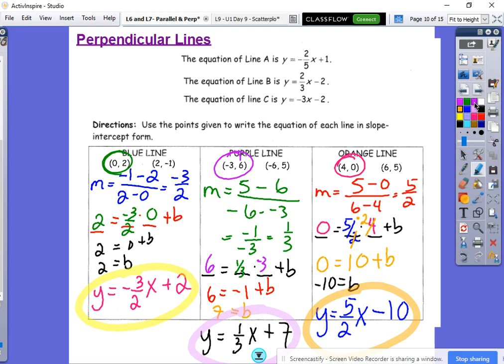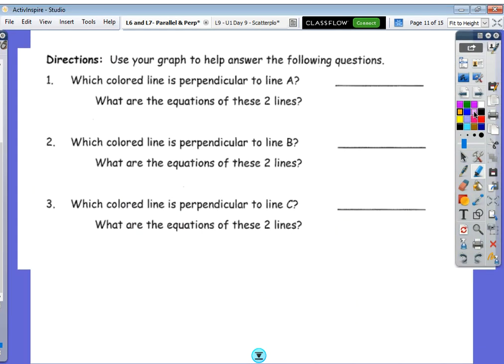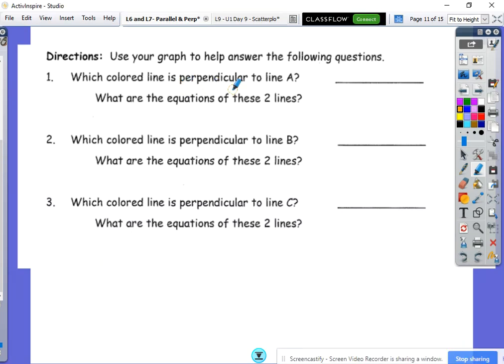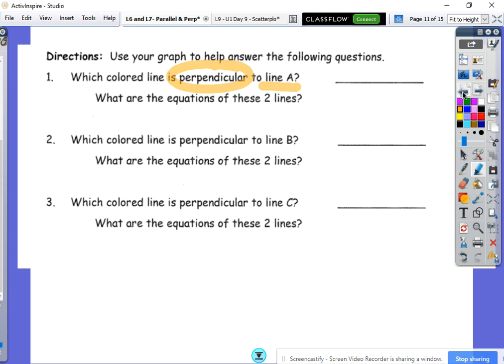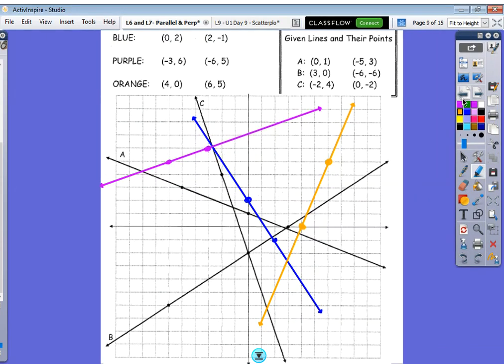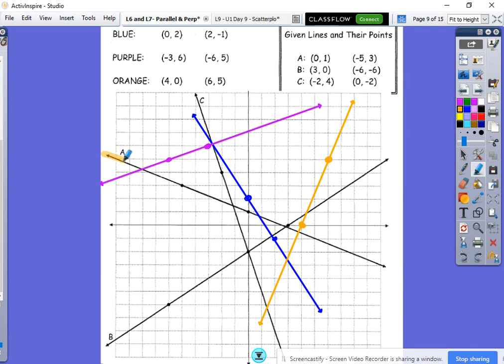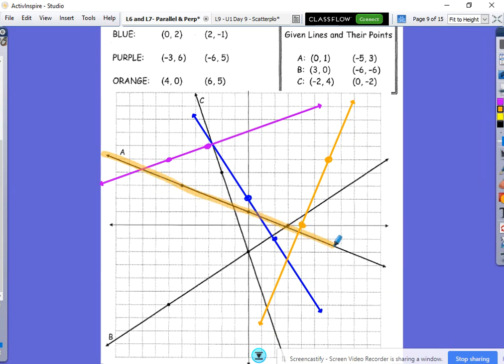So if you look right to the side, you're going to see on your notes that it's now asking us to say, hey, which of these lines is perpendicular to line A? So let's go all the way back to the beginning and look at line A. Line A is right here. I'm going to highlight it for us. Which of those lines looks like it's perpendicular?